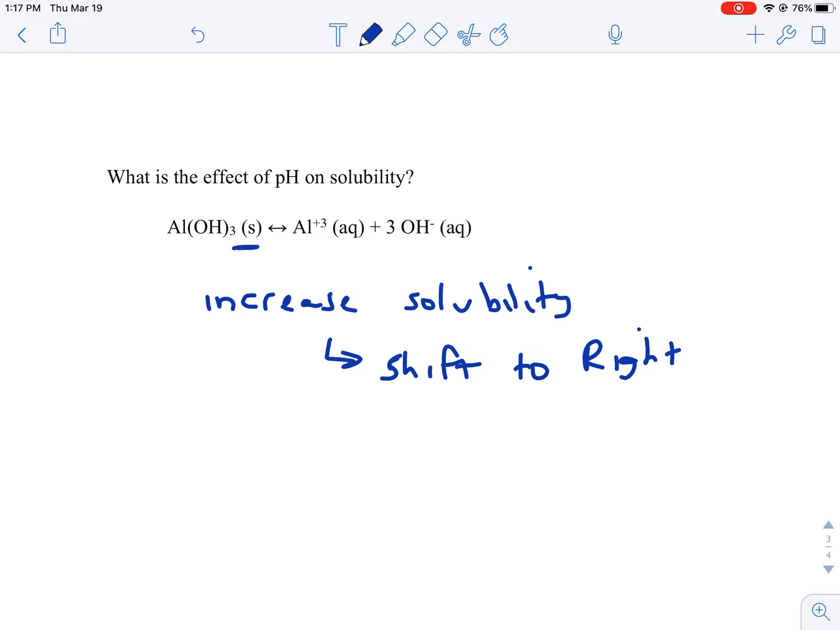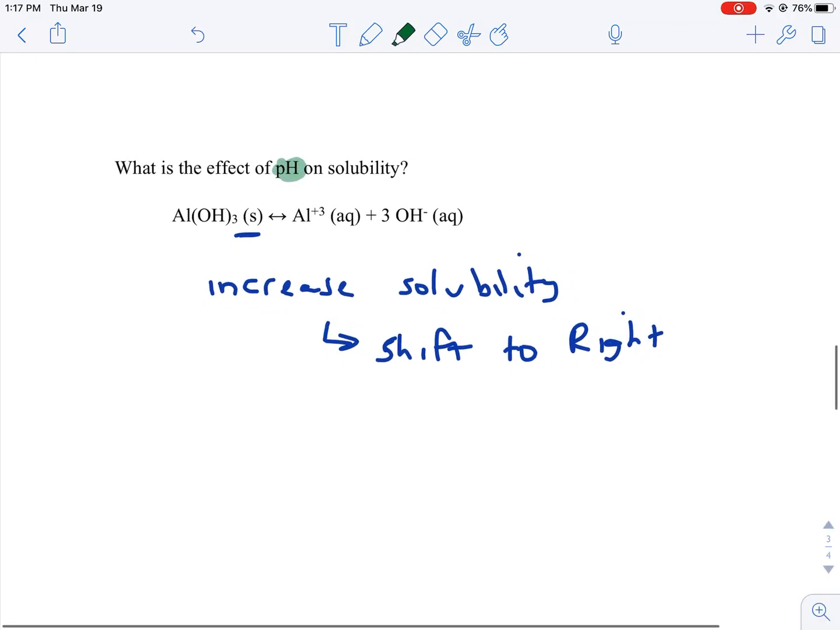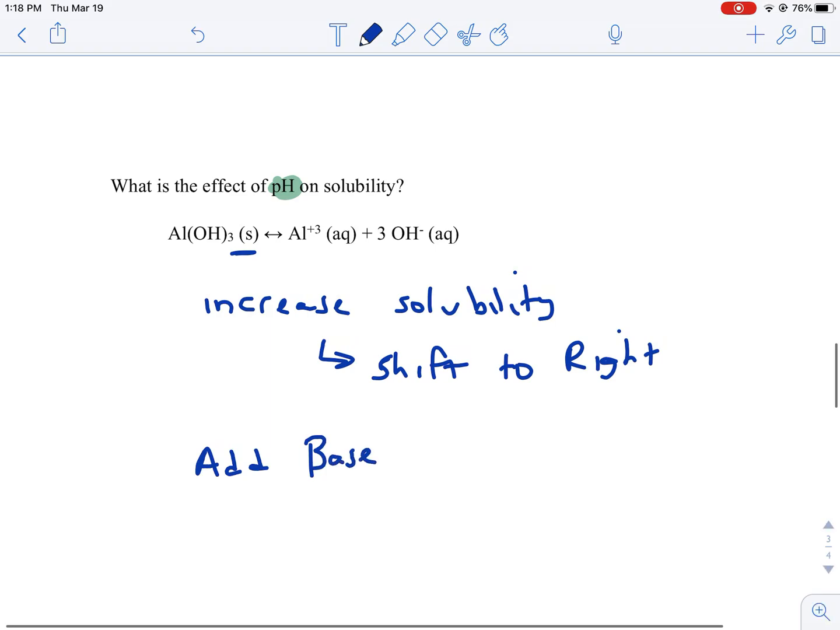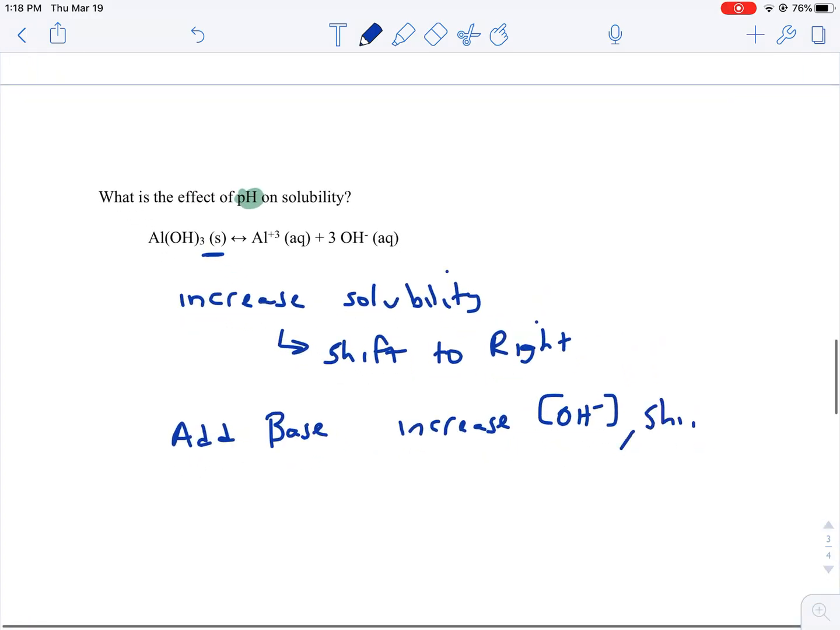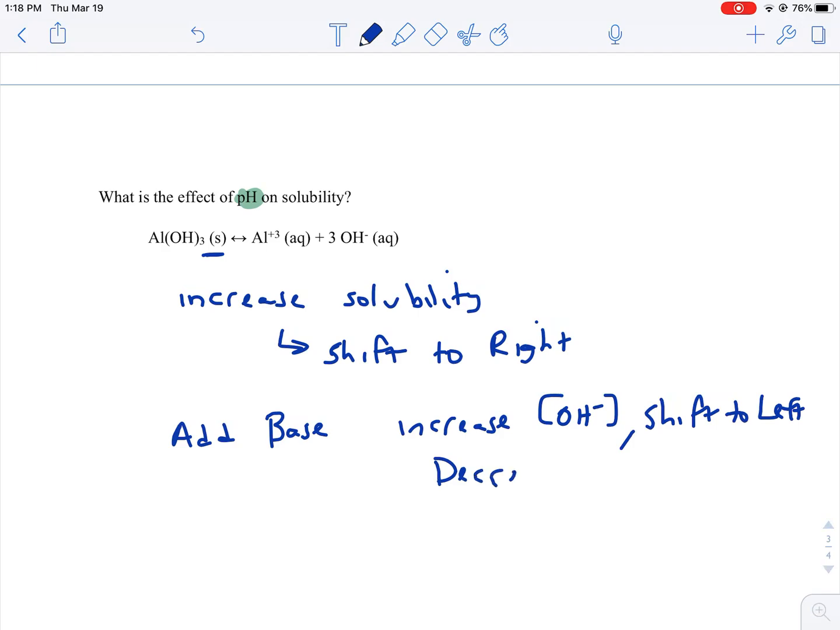So the solid is not going to affect our equilibrium, so increasing or decreasing the amount of solid, no shift. But what we can do is change the ion concentration of the hydroxide. Now, with these particular problems, we're looking at how the pH can affect things. So obviously, if we added a base, we would increase the hydroxide ion concentration. And if we increase something on the right, that would cause a shift to the left. And that would lower our solubility. That'll decrease our solubility. If we shift to the left, we're making more solid.